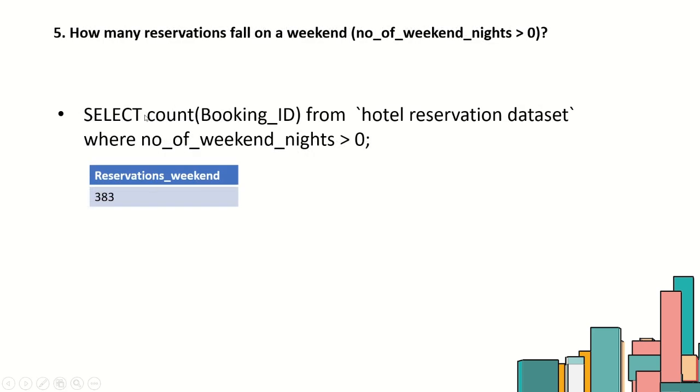Let's look at this question. How many reservations fall on a weekend where number of weekend nights should be greater than 0? So this is directly has been used on this where clause, that where number of weekend nights should be greater than 0, and I have used the count on booking ID on the dataset, and we can see that the number of reservation on weekends is 383.